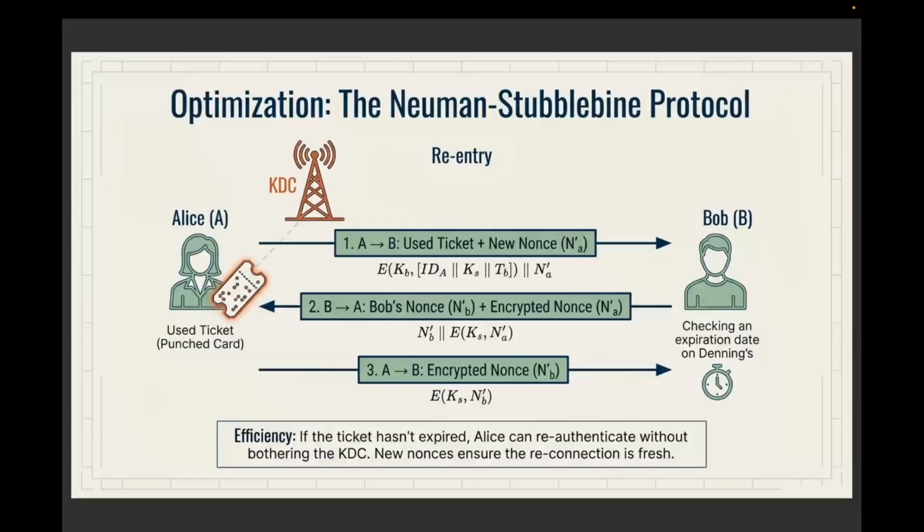So next we improve efficiency. In real systems, users reconnect frequently. So instead of contacting the KDC every time, the Neuman-Stubblebine protocol allows re-authentication using a previously issued ticket. So if the ticket has not expired, Alice can reuse it to reconnect to Bob. New nonces are exchanged to ensure freshness, and this reduces the load on the KDC and improves efficiency. So it is a more practical version of symmetric authentication.